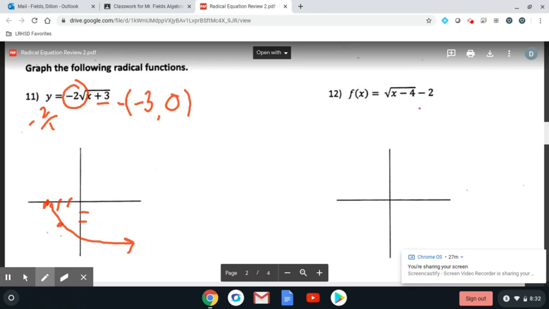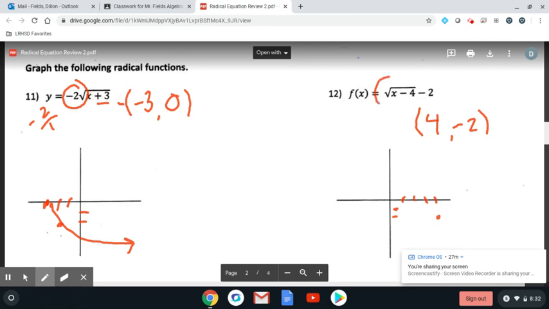If you look at number 12, first thing is get your starting point. So if we look at the opposite of the inside, it's going to be a positive 4. The same side as my outside, in this case, is going to be a negative 2. So that tells us that we're going to go 4 to the right, and then we're going to go down 2. And that's going to be our first point.